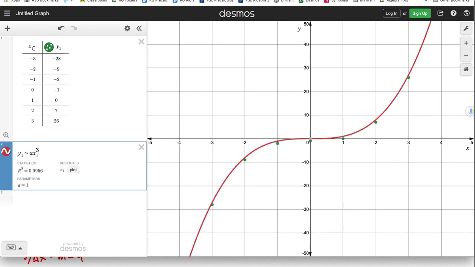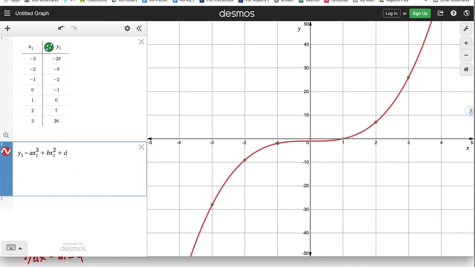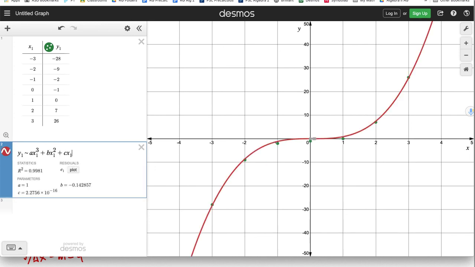Now remember, we need to type in x1 to relate to the x1 data values. And then we have plus b times x1 squared, plus c times x1 to the exponent 1, and then plus a constant term d. And we notice here that the statistics tell us that r squared, which is the measure of how well this red curve fits the green data, is equal to 1, which says that this is actually a perfect fit.